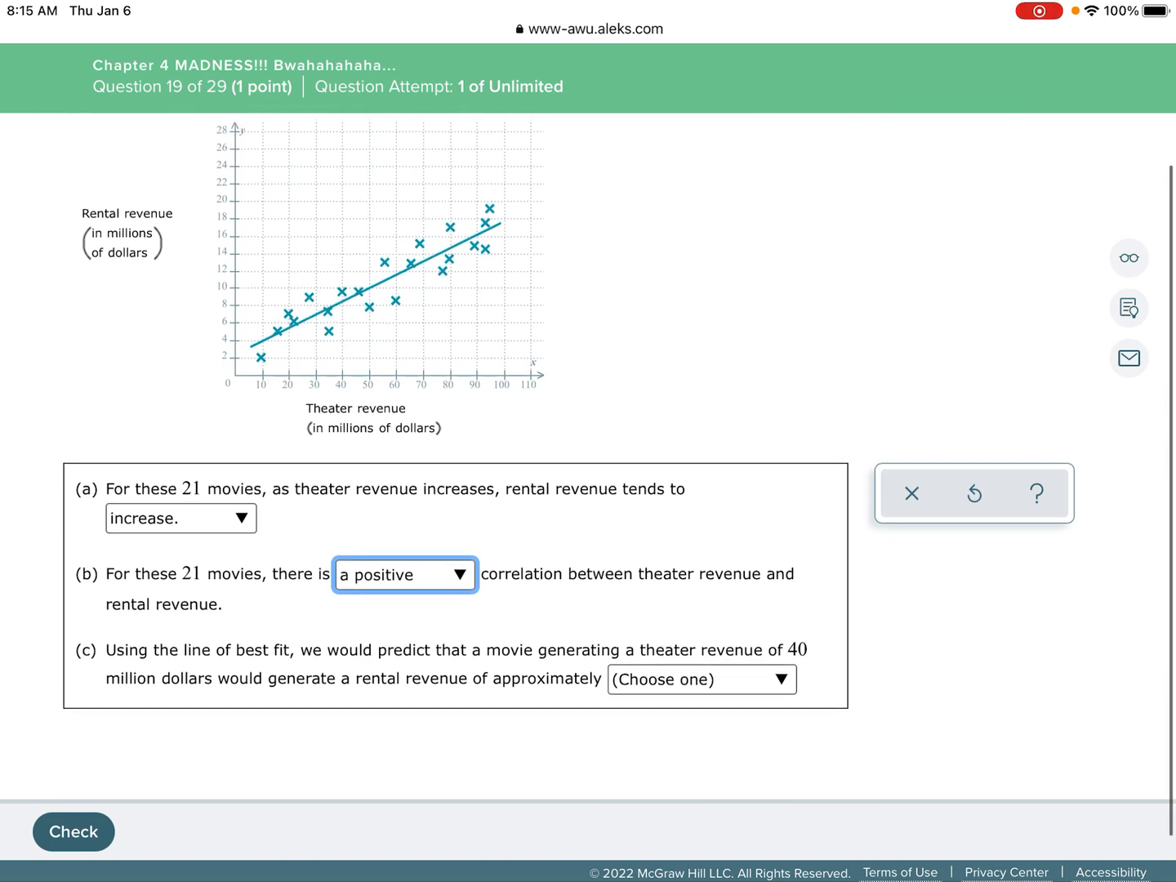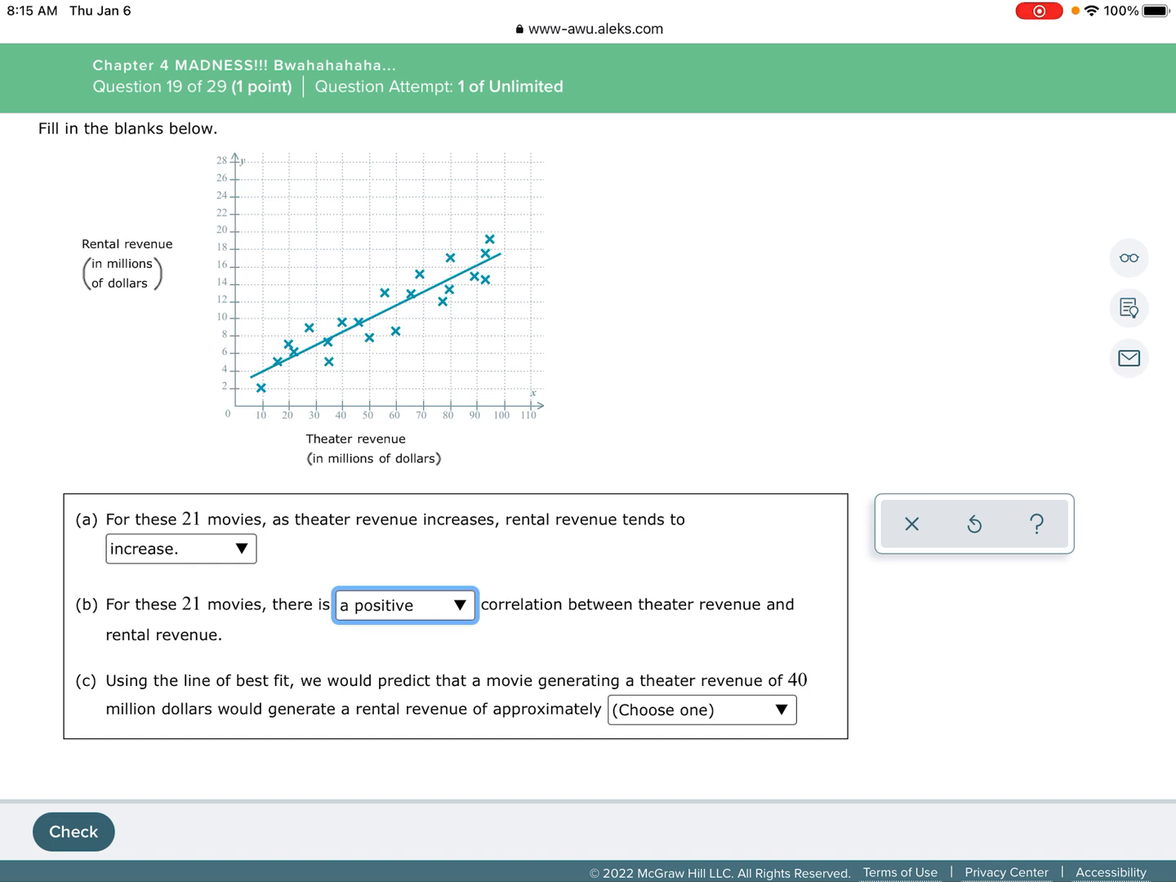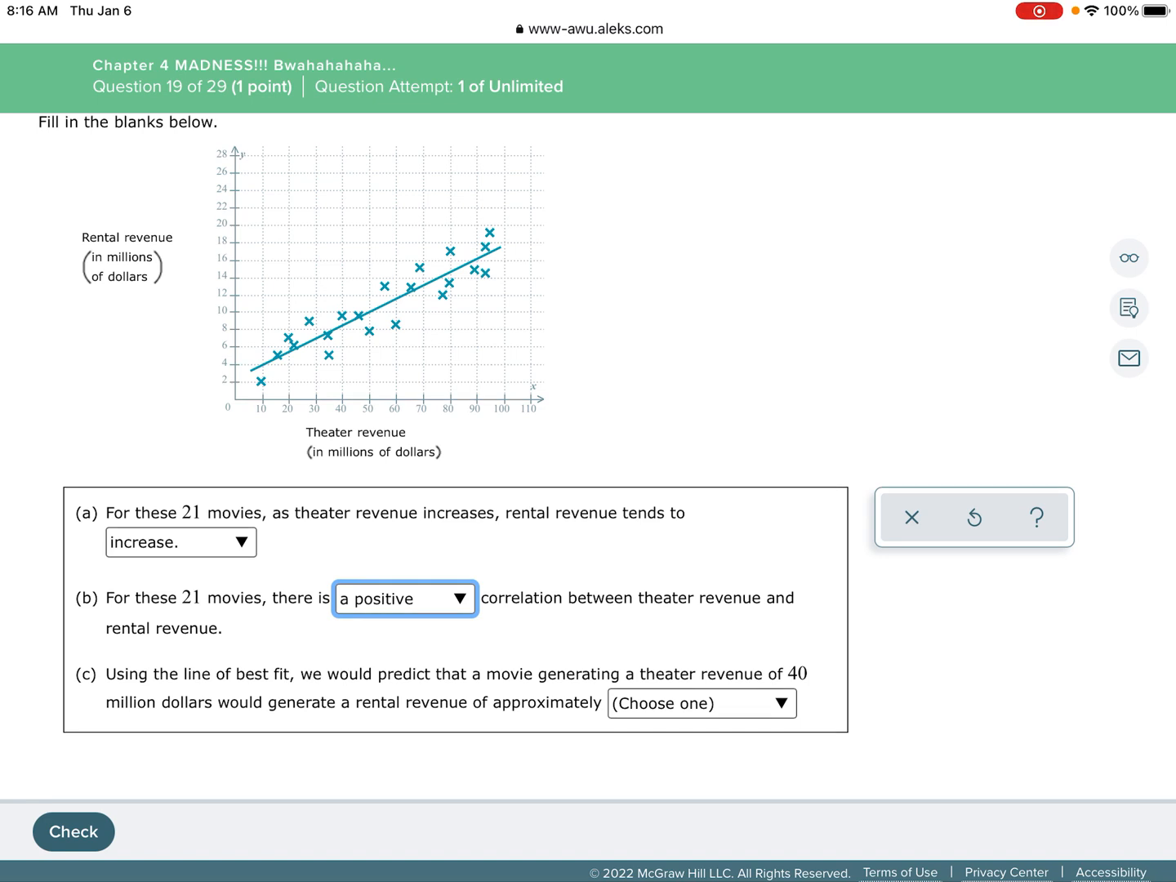And then for C, it says using the line of best fit. In other words, looking at the dark blue line that goes through all the X's, we would predict that a movie generating a theater revenue of $40 million would generate a rental revenue of what. So you go to 40 on the X-axis, and sorry you can't physically see my pen as I do this, but you go to 40 and then go up until you hit the line. You don't go to the point that they have on there because that's not actually on the line. You go up to the line, and you can see that 40 hits the line a little above 8. So it looks like it's between 8 and 9.